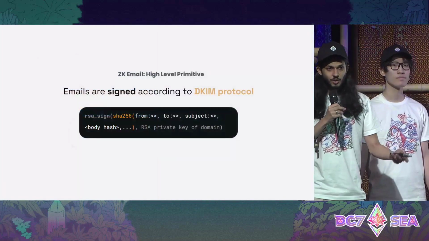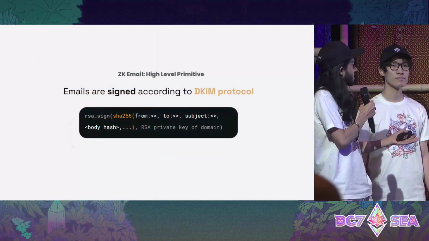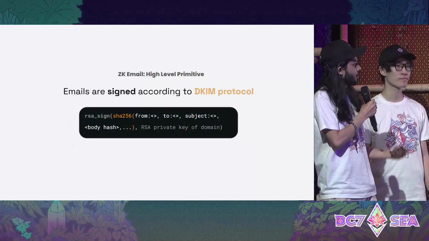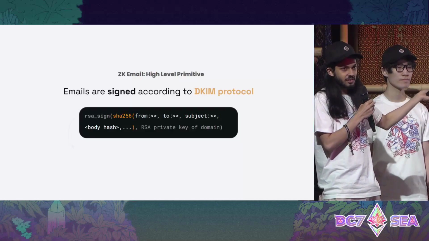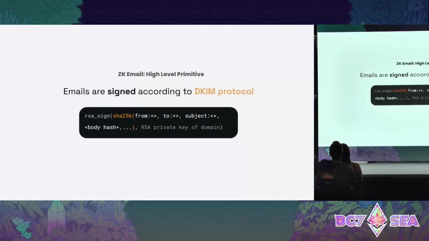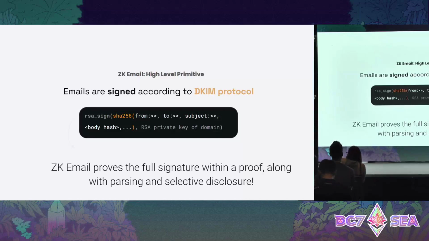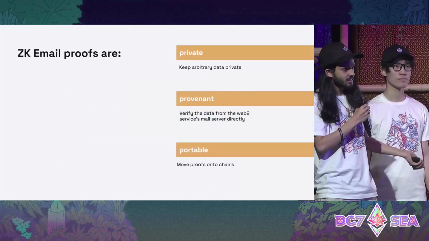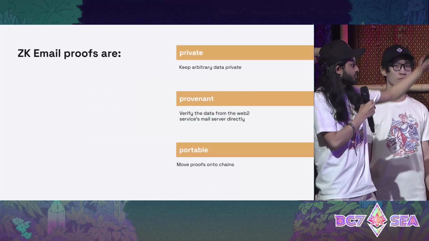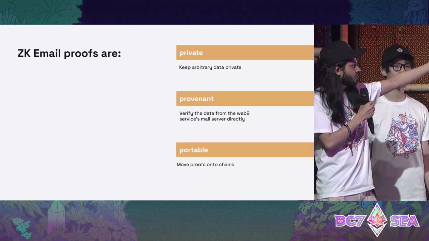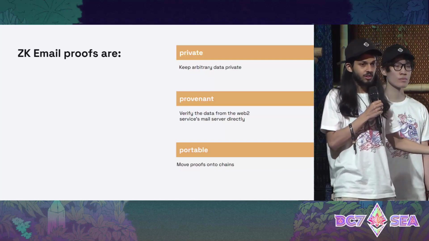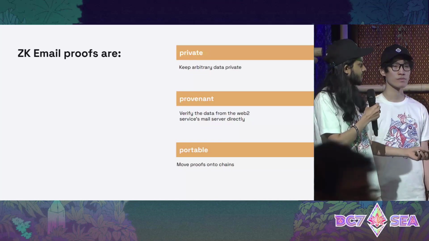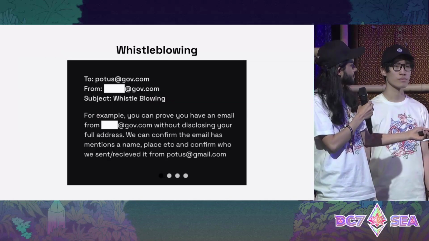So to start with the basics, what is ZK email? The idea is that emails are signed according to the DKIM protocol, an RSA signature of the SHA-256 of the content of the email. This is applied to every single email sent or received since 2017, usually used for spam filtration, but we prove this inside of a ZK proof and add selective disclosure and parsing. This means that we can get proofs of emails where we can get privacy, as in we can hide or reveal whatever we want. We get provenance. We can verify the data from the Web2 service's mail server directly, and it's portable. We can verify it directly on chain, on any chain that can verify these proofs.